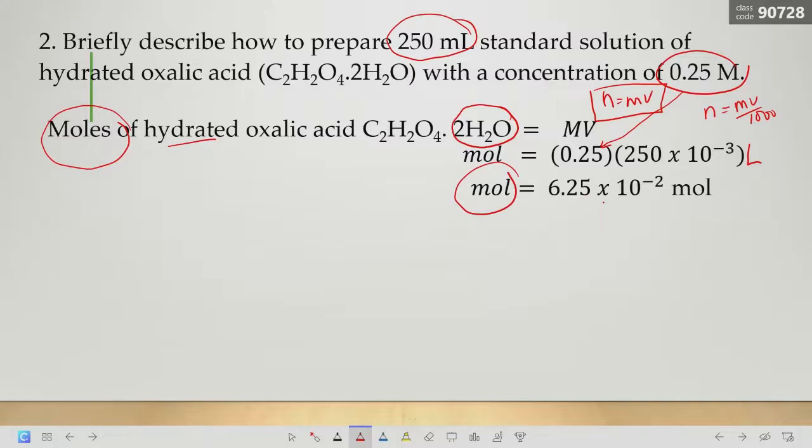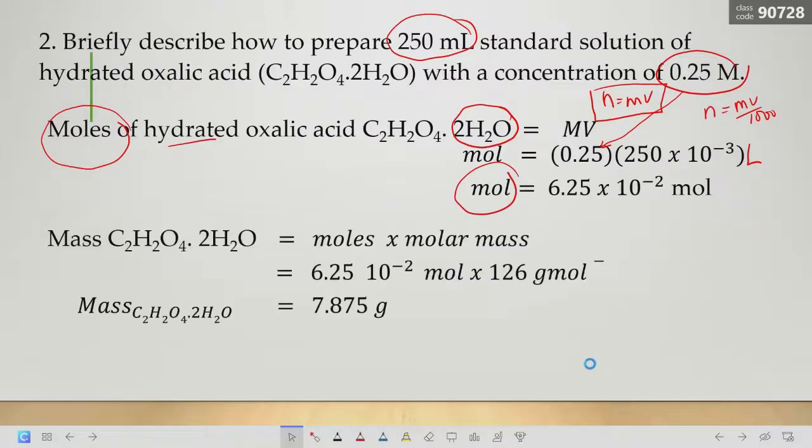So next step what you have to do is, you nak cari berapa mass of oxalic acid yang perlu dilarutkan, yang kita perlu timbang, which is you ada formula mole times molar mass. So the mole here, yang you dah calculate, you masukkan dalam sini. And you have to know the molar mass of hydrated oxalic acid is 126 gram per mole. So how can I get this?